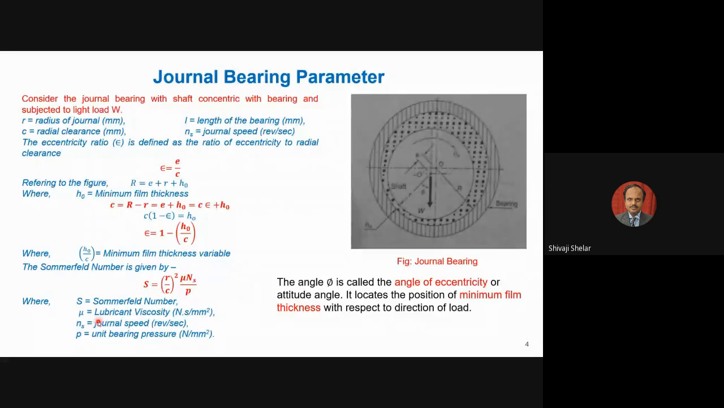So S is the Sommerfeld number, mu is the viscosity of the lubricant, to be taken in Newton second per millimeter square, n is the journal speed in revolutions per second, P is the unit bearing pressure, to be taken in this equation in Newton per millimeter square, radius of journal R to be taken in millimeter, and clearance value to be taken in millimeter here. All these values should be taken in millimeter or appropriate units. So you will get the Sommerfeld number.